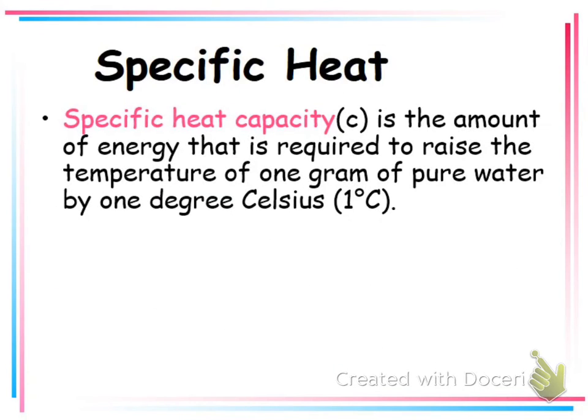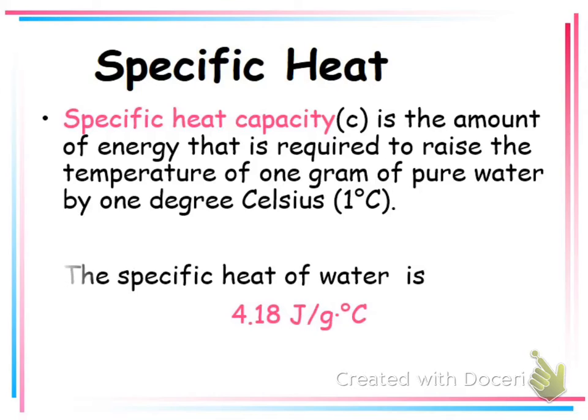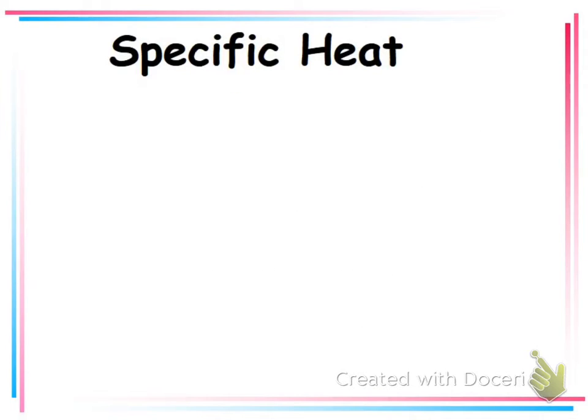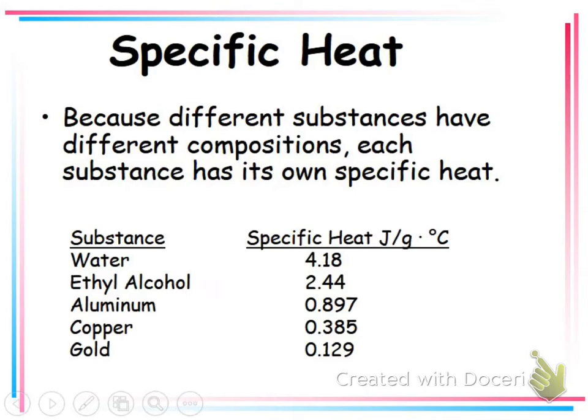Specific heat is the amount of energy that is required to raise the temperature of 1 gram of pure water by 1 degree Celsius. Okay? Specific heat capacity, sorry. And it is different for each substance. For water, the specific heat is 4.18 joules per gram times degrees Celsius. Water has a relatively high specific heat compared to other things. And I'm going to show you a table in a second, and you'll see what I'm talking about. Each substance, because they have different compositions, has different specific heat values.